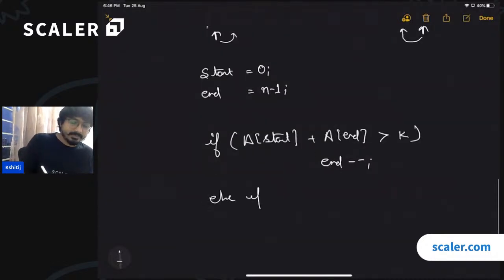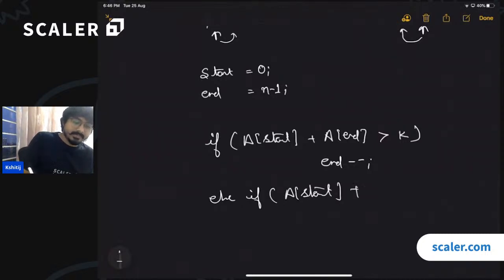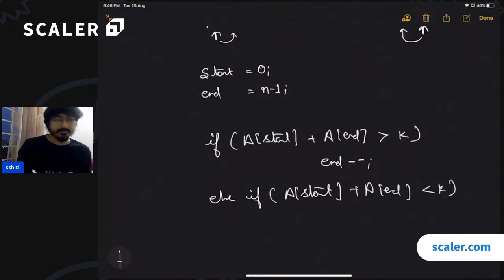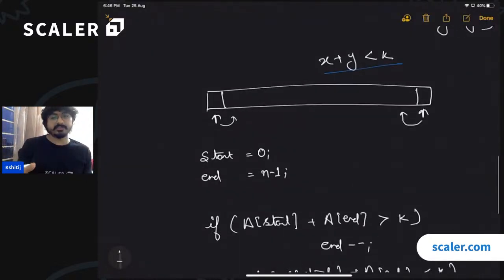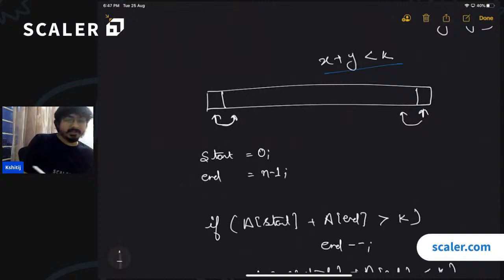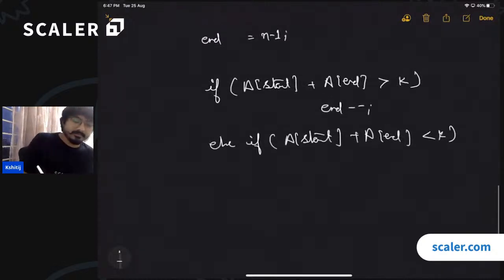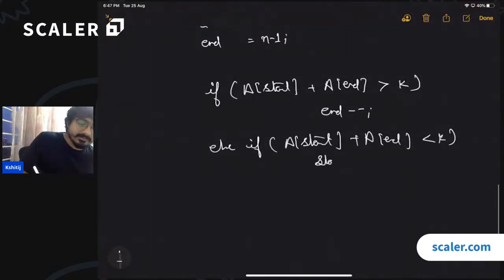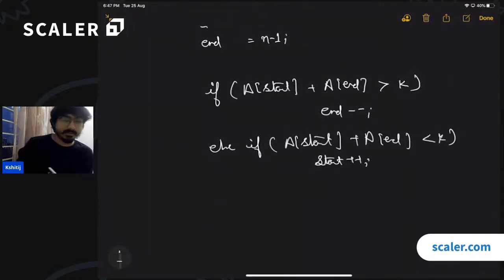Else, if a of start plus a of end is less than k, what can we do? If these two numbers are forming a sum which is less than k, we can try to increase the value. Now we can only increase the value if we are incrementing the start pointer, right? So we can do start plus plus, okay?